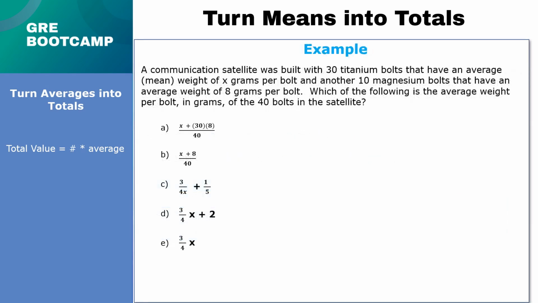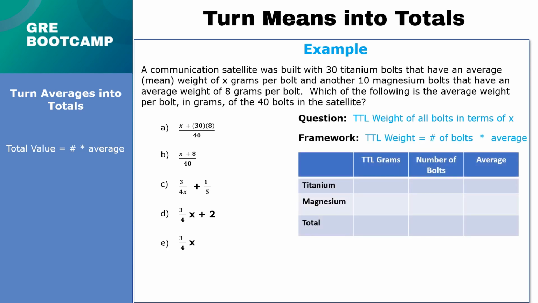Read this example, pause the video if you need to. Okay, first, don't let the variables or the weird answer choices intimidate you or freak you out. Our framework is so strong, it won't matter. You're going to go right through the question. So from the question, you know you're in the land of averages, and the question asks you for the total average weight, mentioning total weight as your clue that you're going to use this framework. Total value equals the number of things times the average.